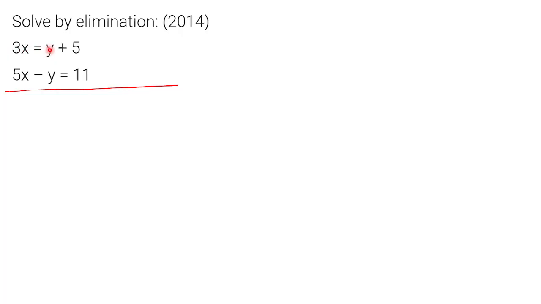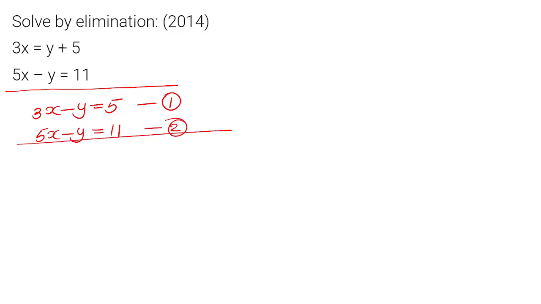So in the first equation, y is to be taken to the left side. I want both variables in the left side. So 3x minus y equal to 5, equation number 1. The second, no change. 5x minus y equal to 11, equation number 2. We have to solve it.